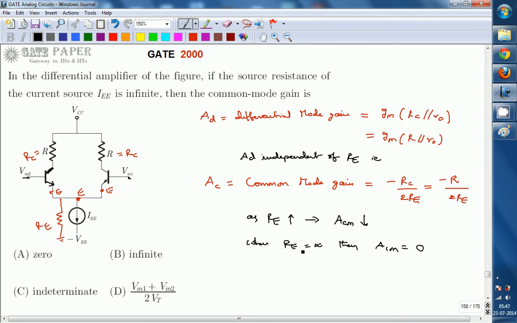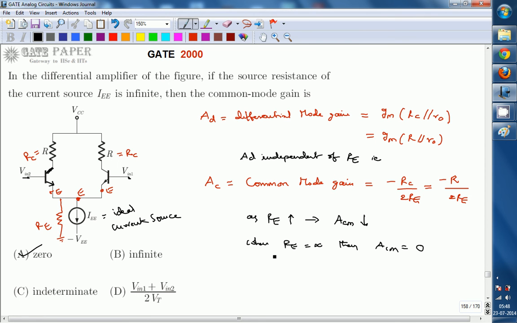Emitter resistance equal to infinity means this IEE is acting as an ideal current source. Whenever you place an ideal current source across the emitter, it becomes a perfect differential amplifier which amplifies only the difference between the signals by suppressing any amount of common mode signal. So the answer for this question is A.